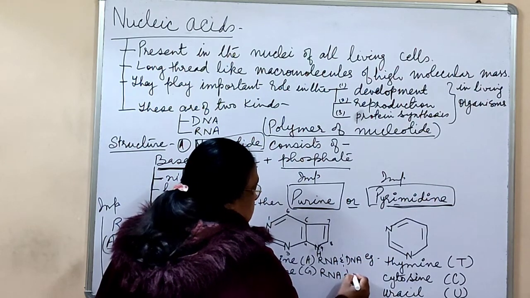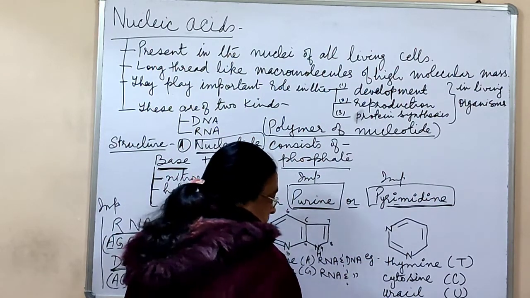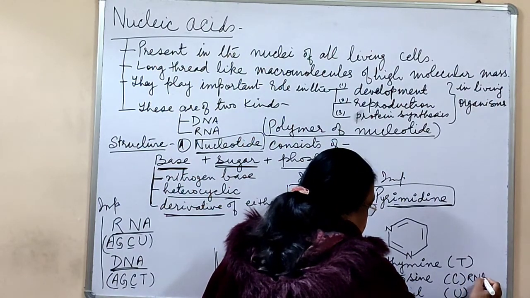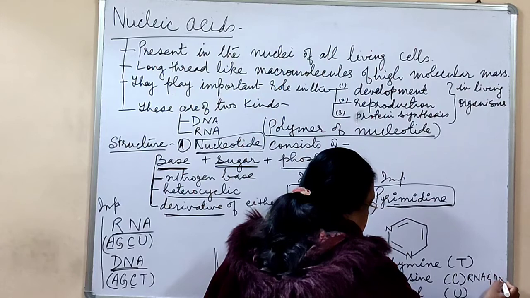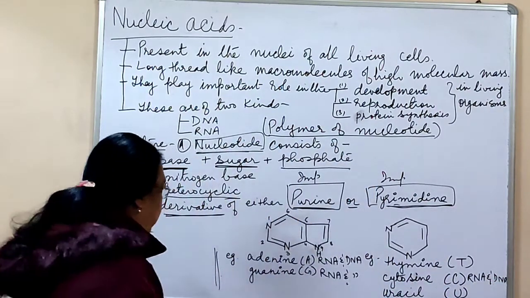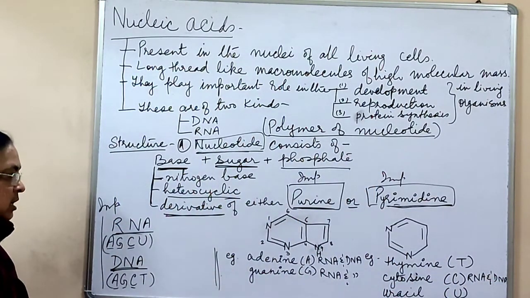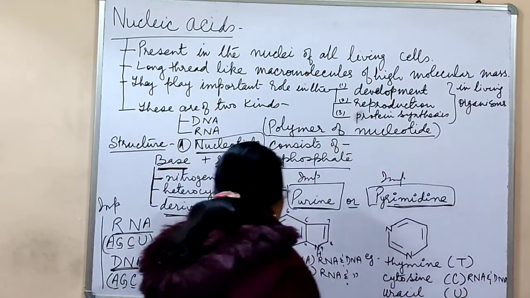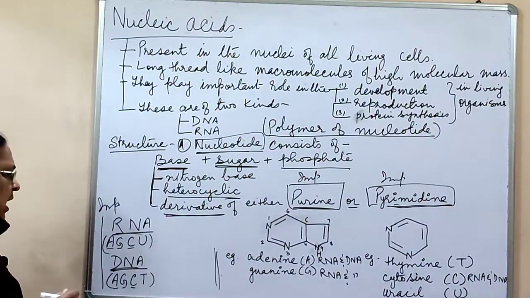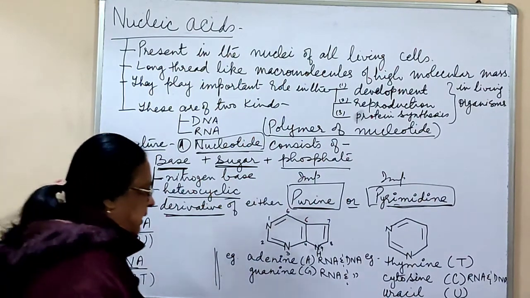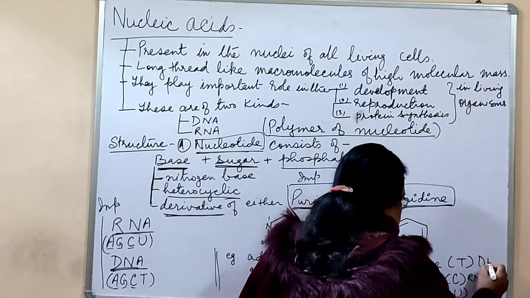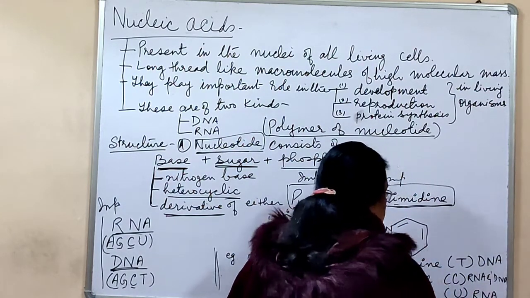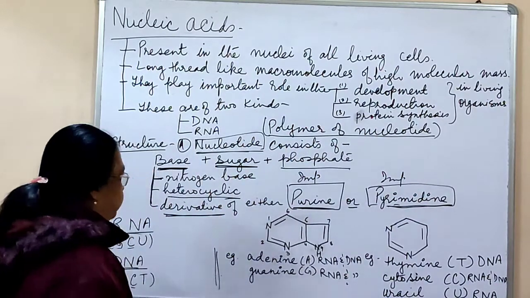Adenine is present in RNA and DNA too. Guanine is also present in DNA, and cytosine is also present in RNA and DNA. Now left over are thymine and uracil. So thymine and uracil, one of them is present in DNA and the other is present in RNA. So this you need to know.